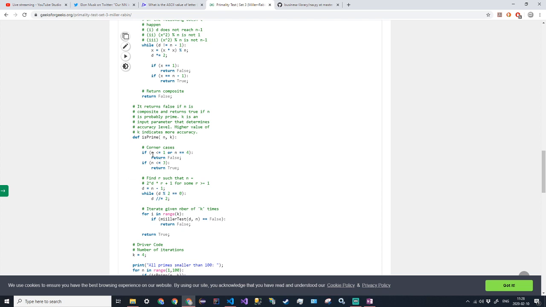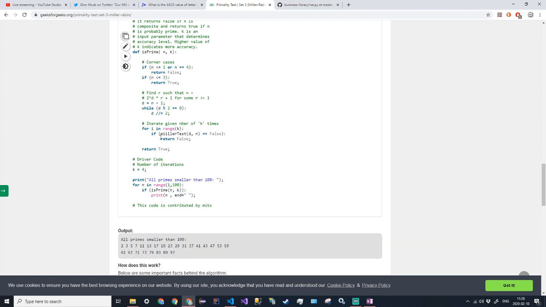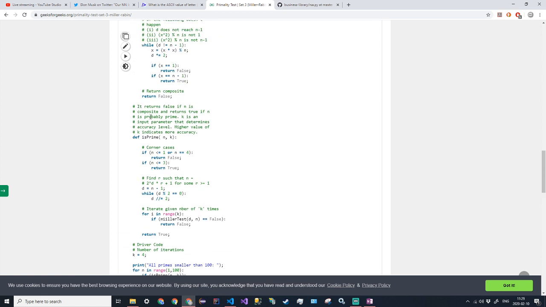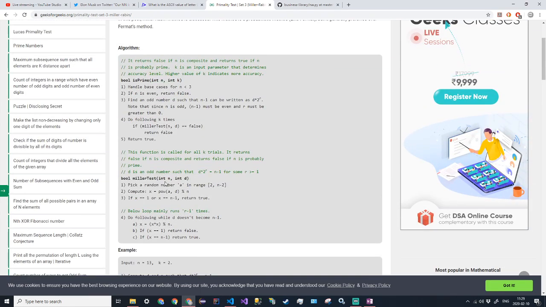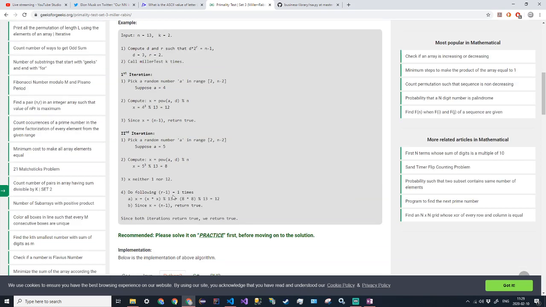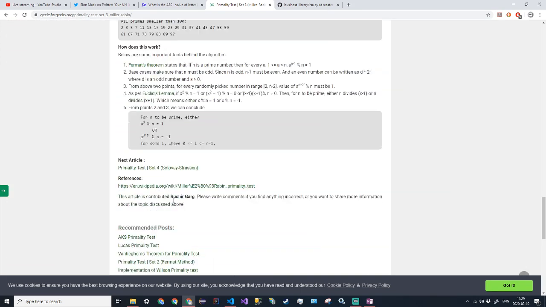Okay. So yeah, the corner case is there. And then we're going to want to iterate. So essentially what we're going to want to do is pass in a number, d, which is kind of hard to explain. But there's a good explanation back here.